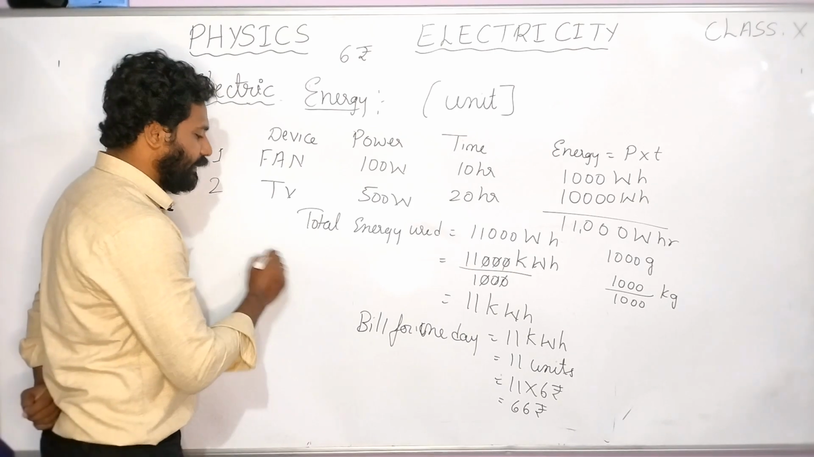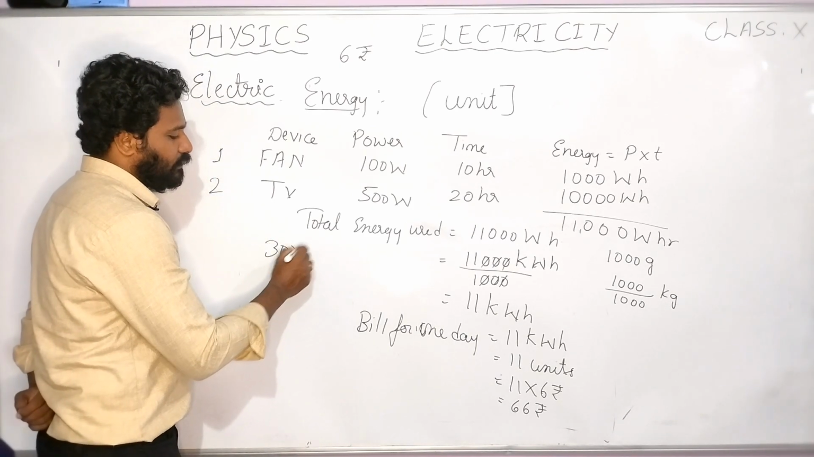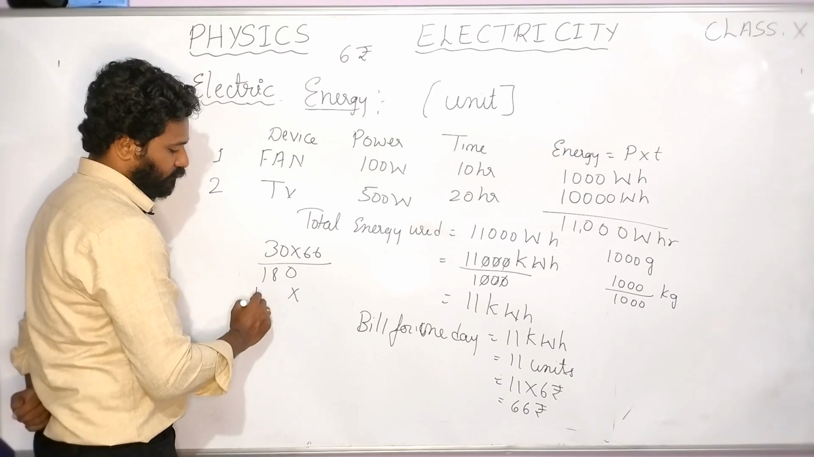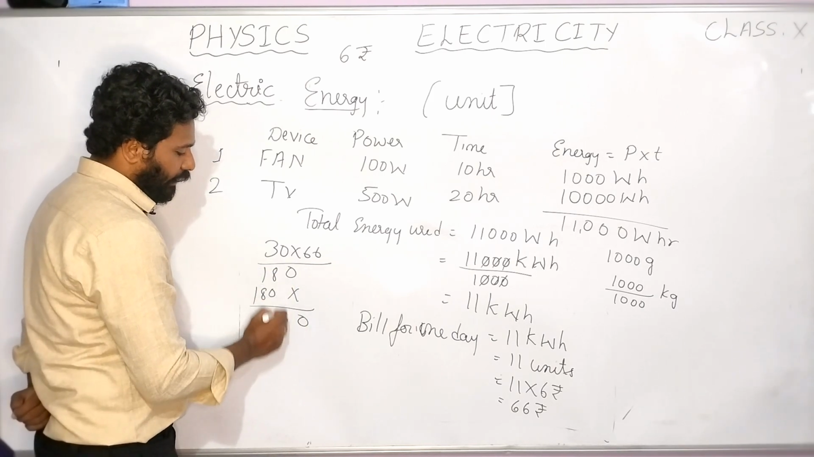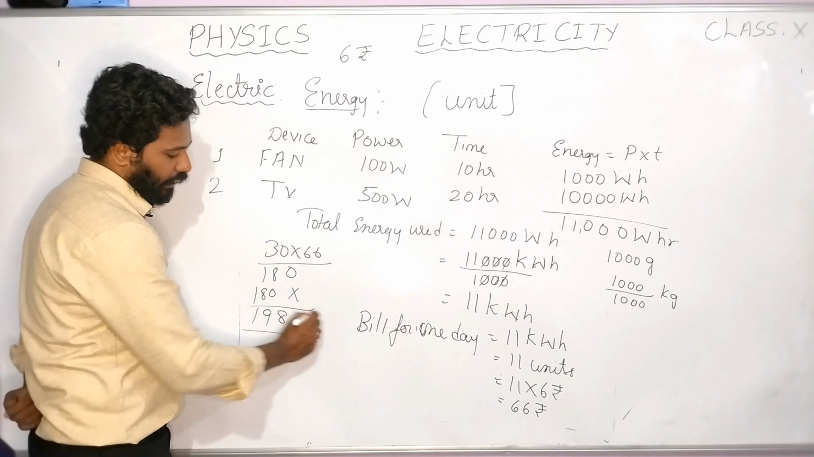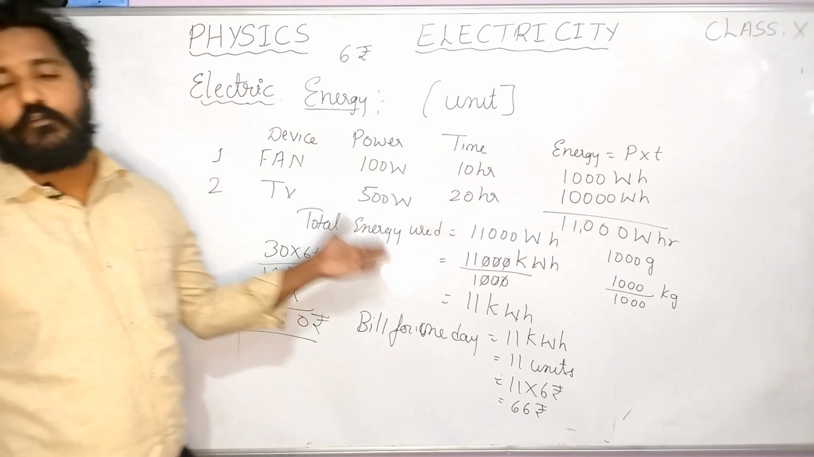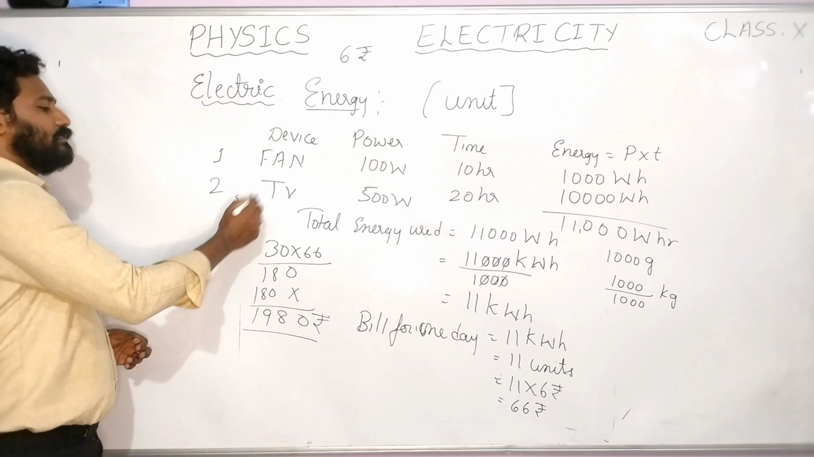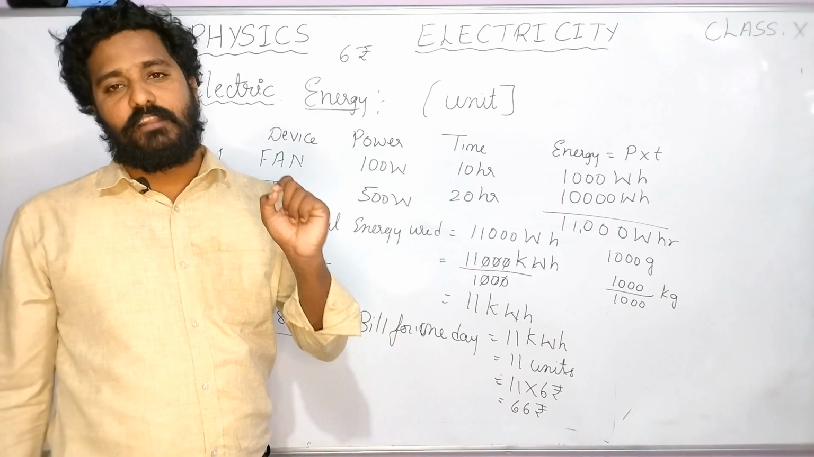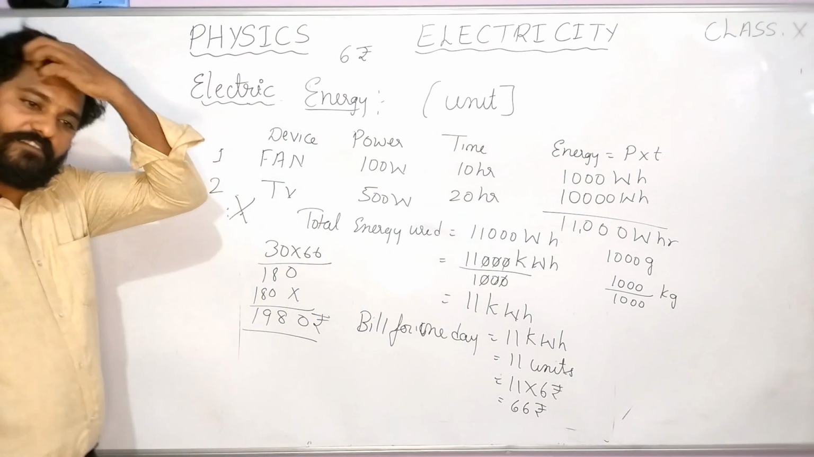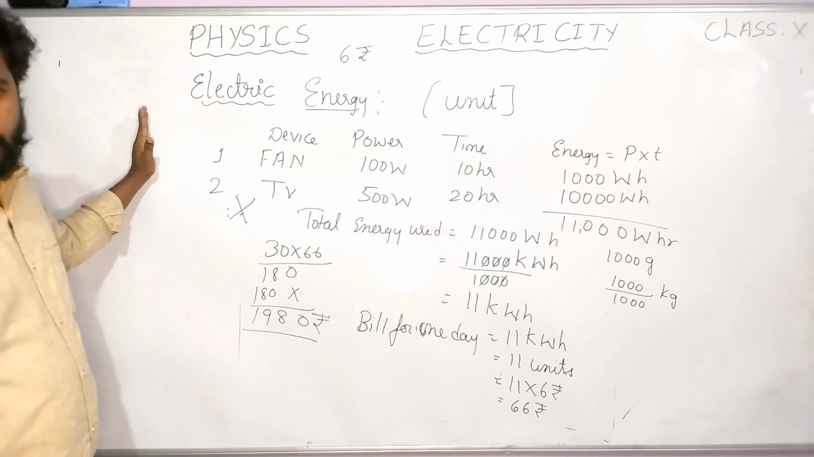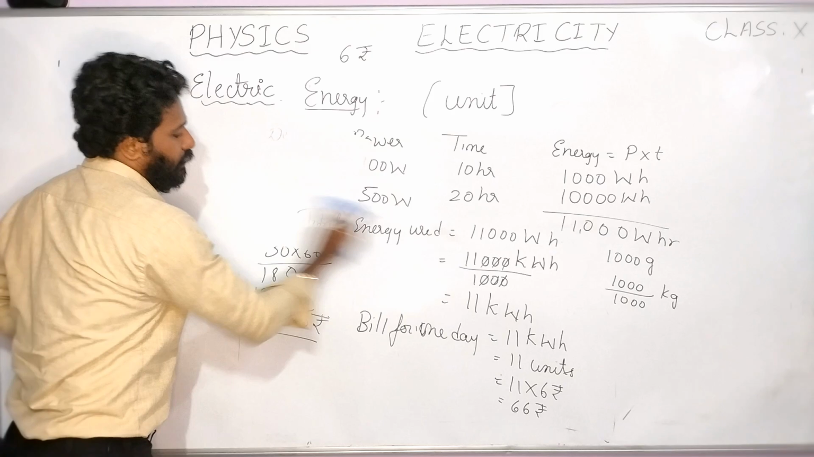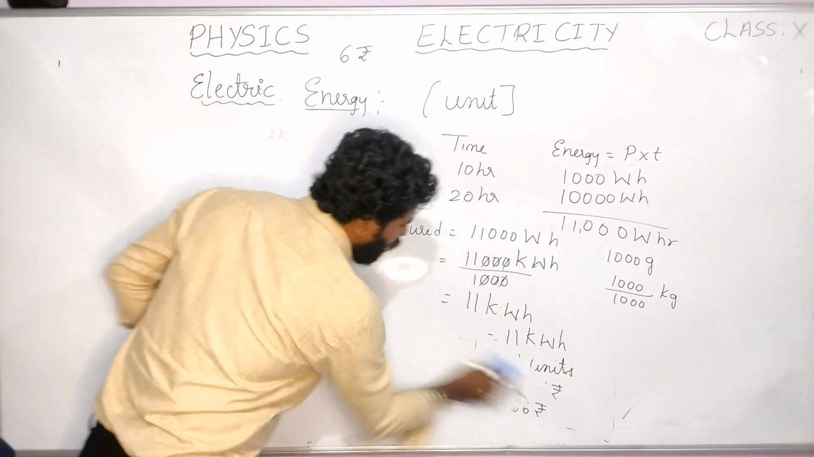What is the bill for 30 days? So 30 into 66. Okay, so your electric bill will be 1980 rupees. So this is how you have to calculate electric bill. So it's a very important problem. Based on this, they will give you questions to calculate the electric bill for a month, for a day, or whichever. Fine, this is about electric energy.